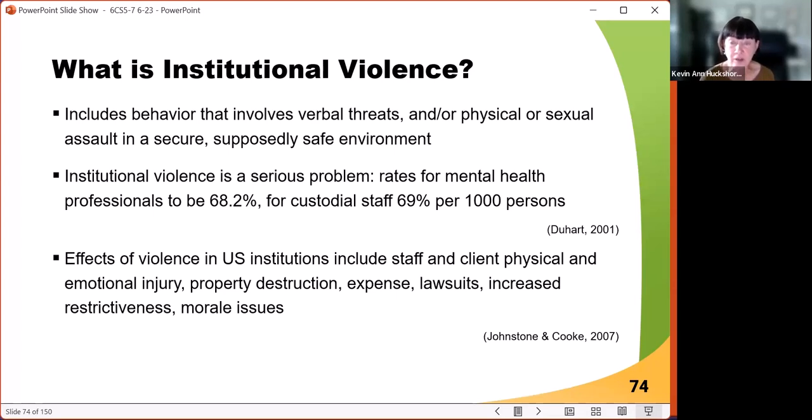So we need to constantly remember that. And that's another reason why it's so important to make our environments of care as safe as possible, because staff won't stay working for you if they feel like they're going to get hurt. Effects of violence in our healthcare institutions include physical and emotional injury, property destruction, expenses, lawsuits, increased restrictiveness, because often when something bad happens, the first thing that the leaders do is create another rule. And morale issues. Next slide.